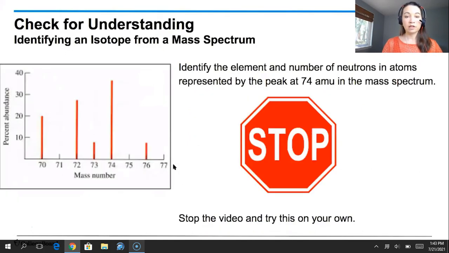All right, let's look at one more. So identify the element and the number of neutrons in atoms represented by the peak at 74 AMU in this mass spectrum. So stop your video here and see if you can think through this problem.